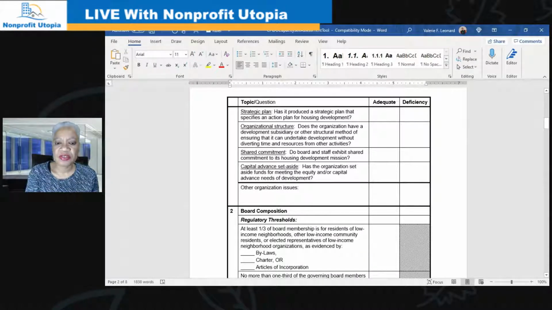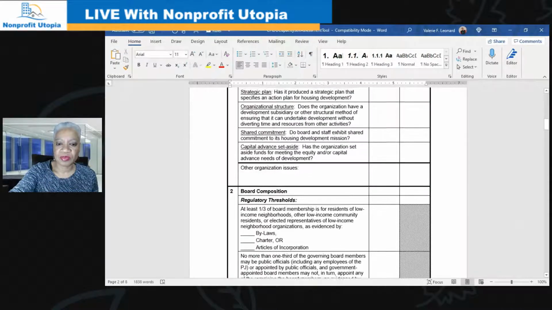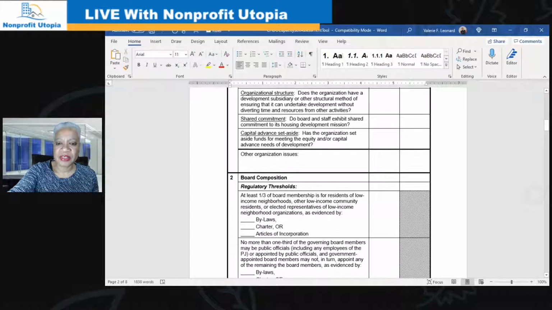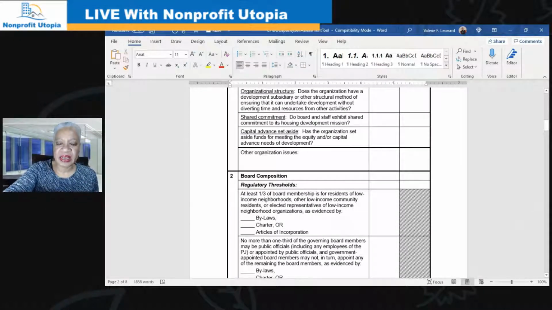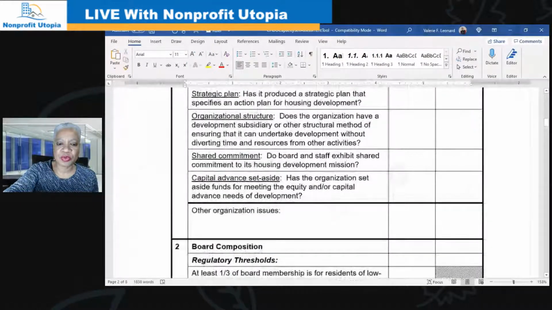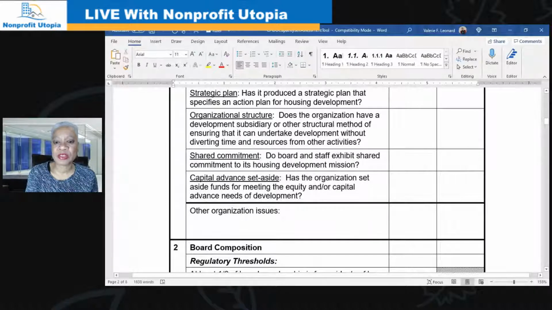All right, have you done a strategic plan? And is the strategic plan specific and it has housing development in it? And if you're not a housing development organization, do you have a strategic plan? What's your organization structure like? Does your organization have a development subsidiary or other structural method of ensuring that it can undertake development without diverting time and resources from other activities? Again, this is for housing, but you should also consider, if you're an organization that's doing something in addition to housing or other than housing, or you're even thinking about bringing on housing, how is this large project going to impact what you do on a day-to-day basis, right?